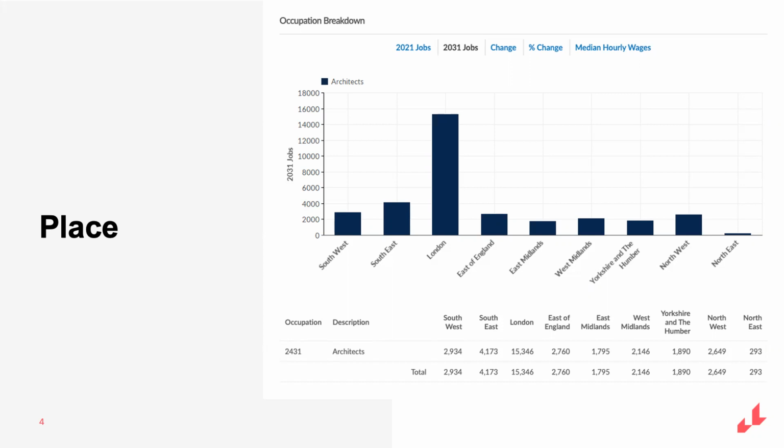Also, I'm only looking at England. Now, we've got the figures for the home nations, but to be useful, we'd need to be looking below government office region geographies, and that's too much data really for a slide like this. Well, the picture for architects in England isn't uniform. And perhaps unsurprisingly, there's a huge concentration of those jobs in London projected for 2031, 45% of the total in England, in fact. There are other lenses to consider, though, besides volume.